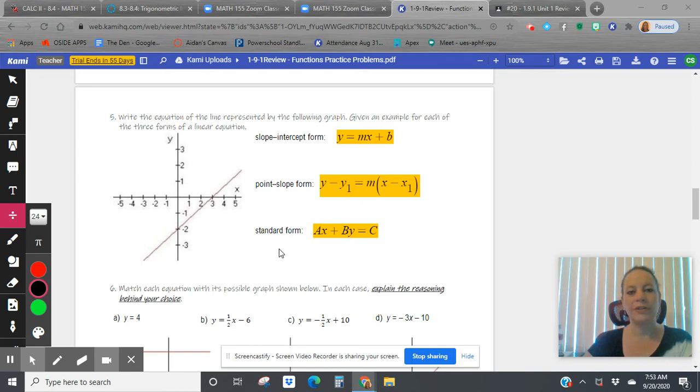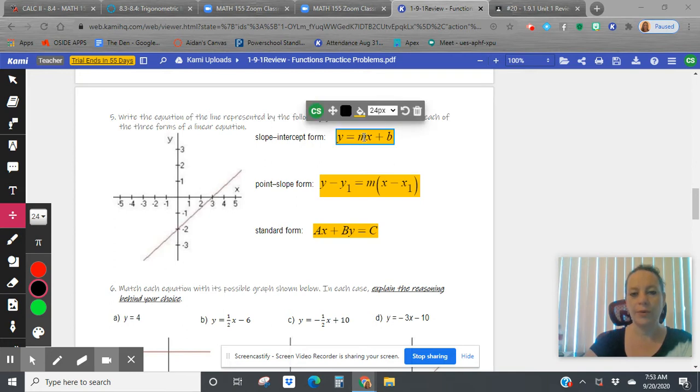All right, here we are on page 3 of the Unit 1 review, and we're taking a look at number 5, saying write the equation of the line represented by the following graph. Give an example for each of the 3 forms of a linear equation. So what's the slope-intercept form of this graph?